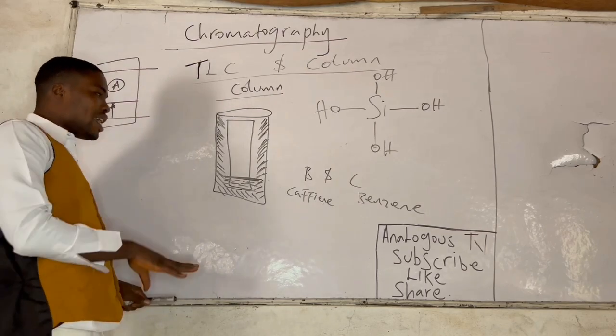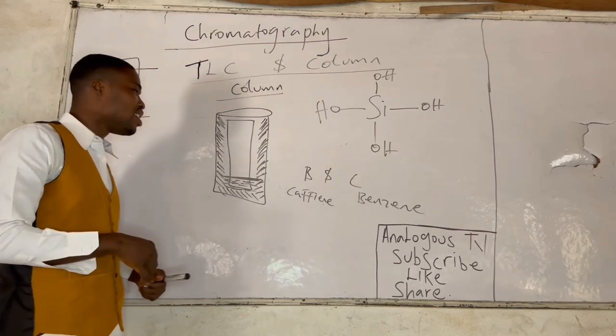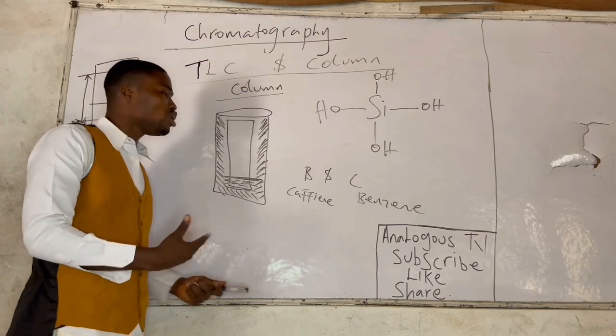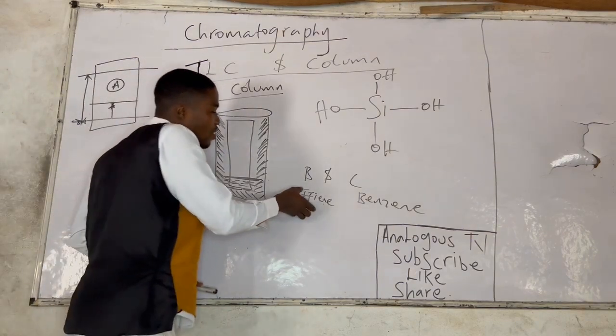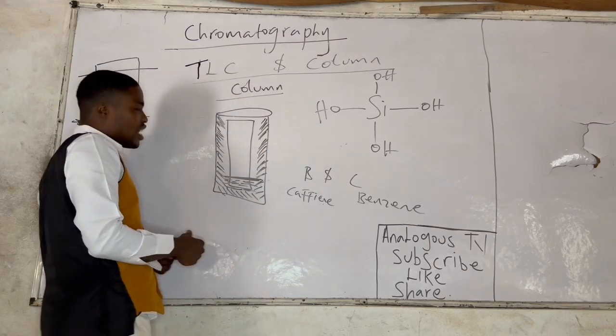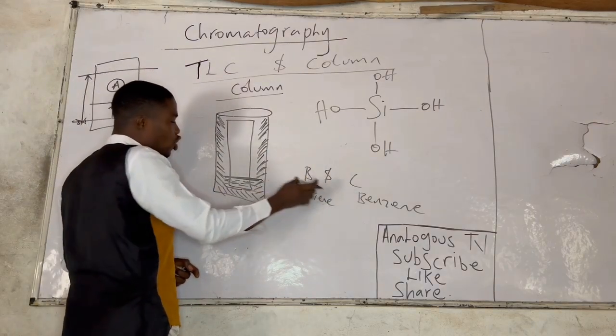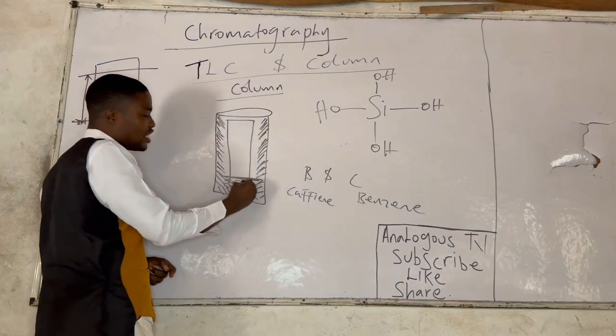I want to purify caffeine from benzene. So let's say benzene was used to dissolve caffeine, and I want to separate caffeine from benzene. I want to isolate caffeine away from benzene. Now I'll put the mixture inside this. So I have B and C.